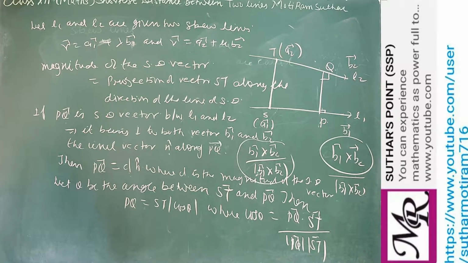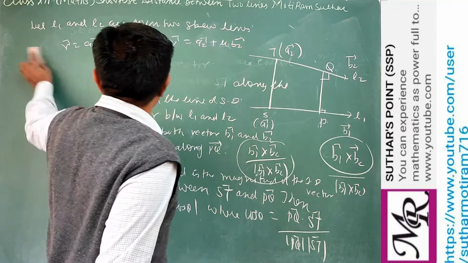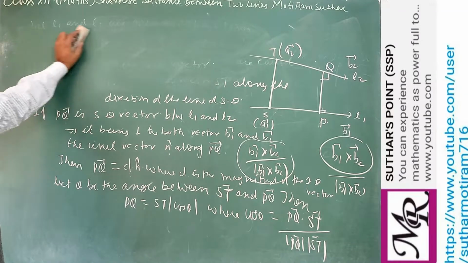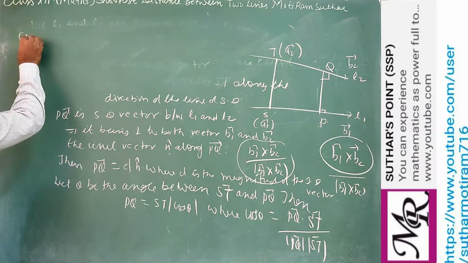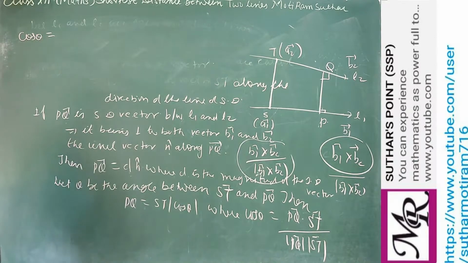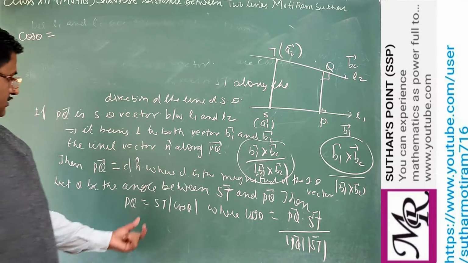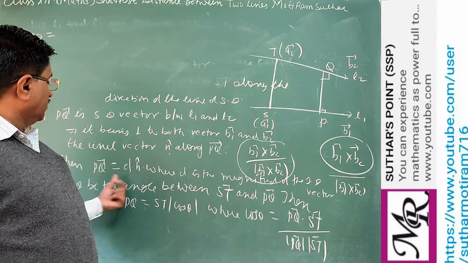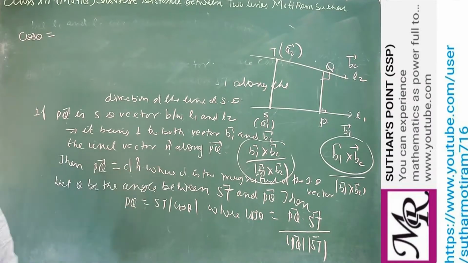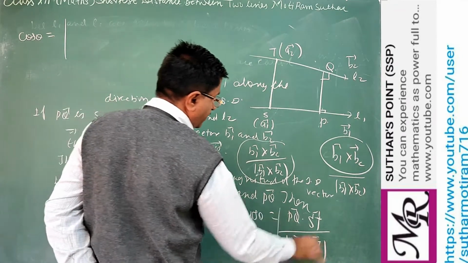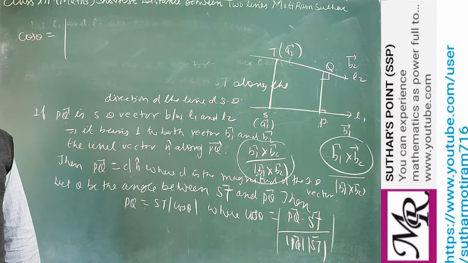Now we put all these values in the formula of PQ and we get the value of the shortest distance. So see here how we solve this. Cos theta equal to PQ dot ST. Now PQ can be written as D into n cap. We are taking vector PQ as D into n cap. So we can write modulus of cos theta, generally mod of this, because we are considering the acute angle.